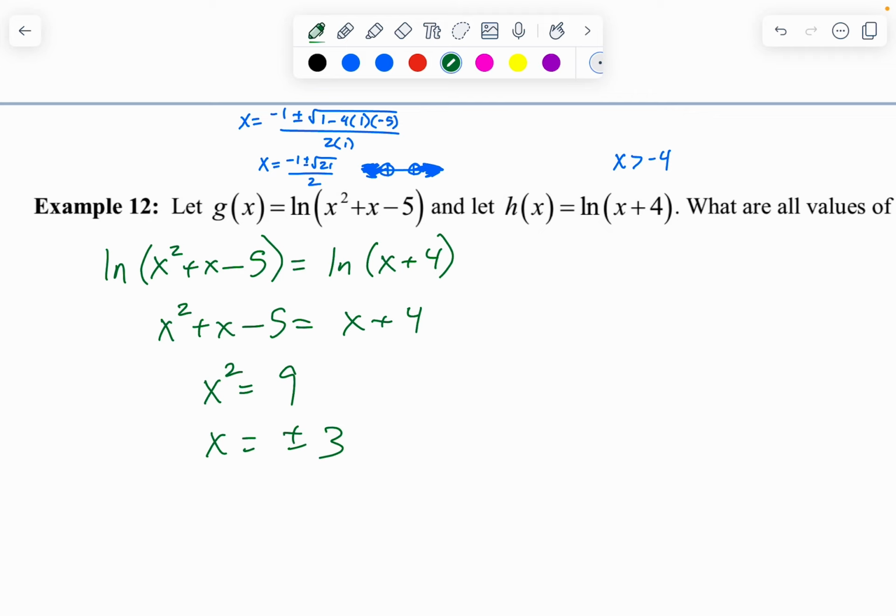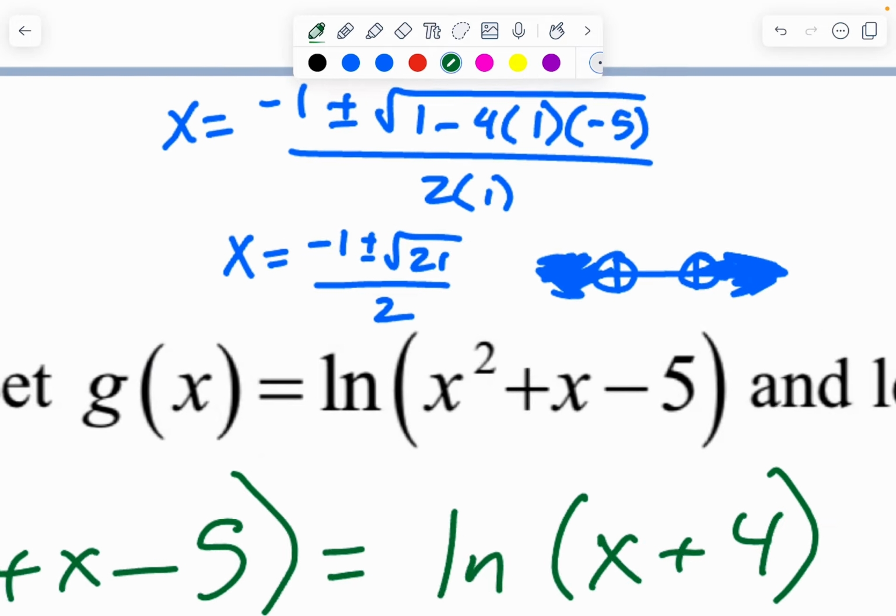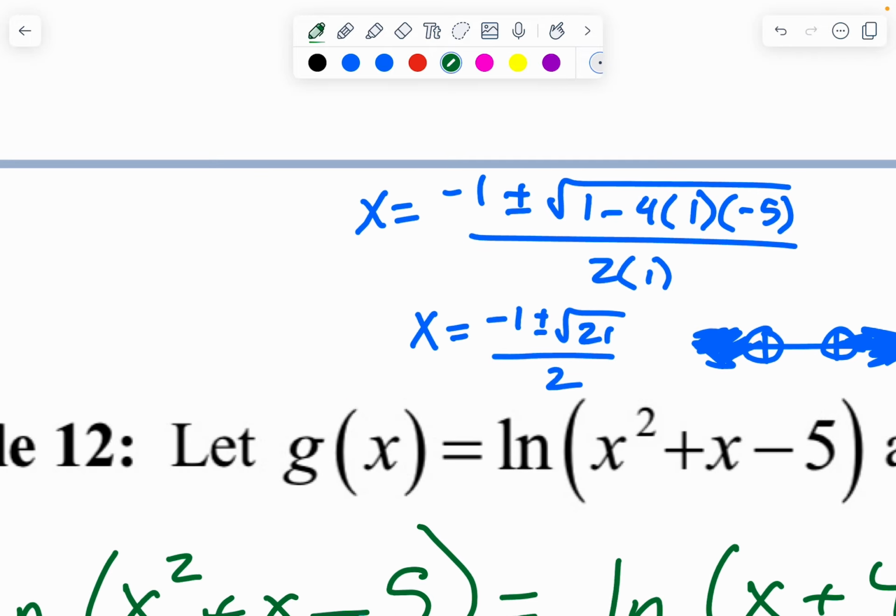Well, at least that number's nice. Okay, so we need to figure out roughly how big this value is. I know that root 21 is between 4 and 5 because 21 is bigger than 16 and smaller than 25.